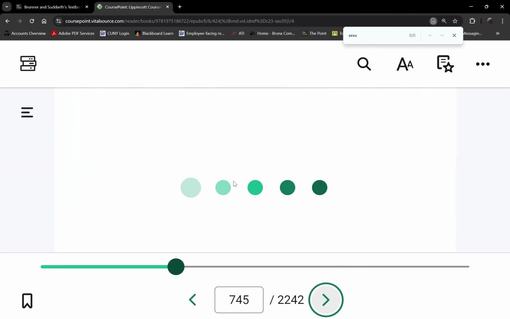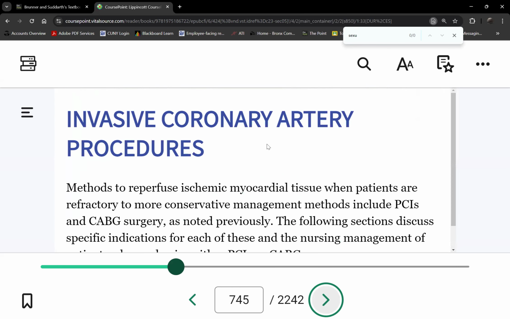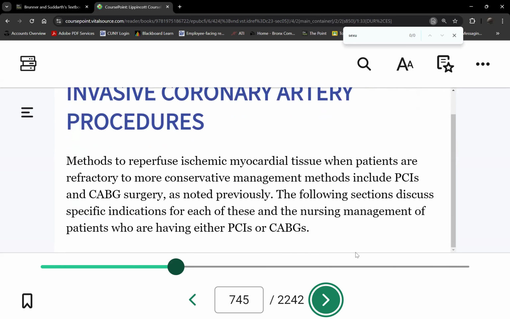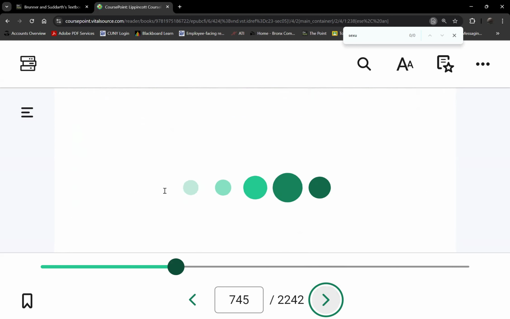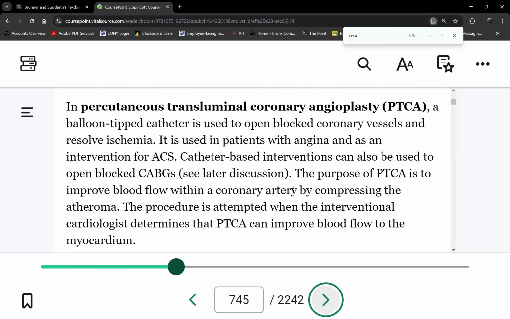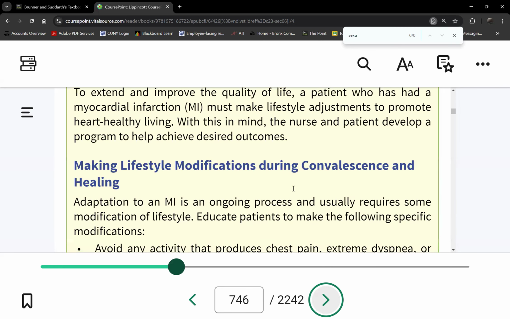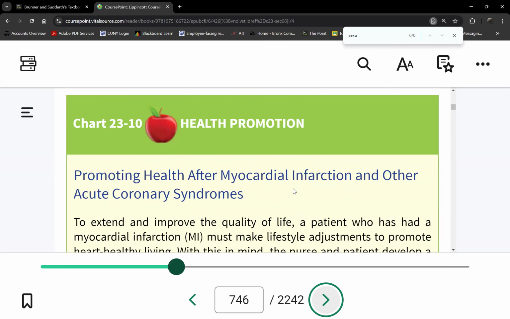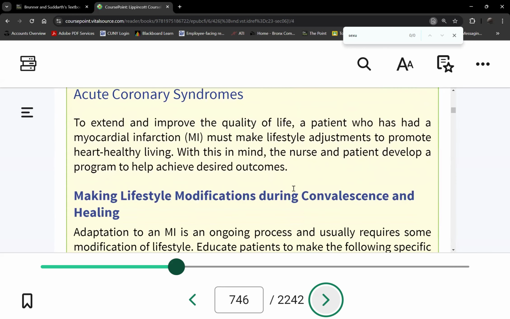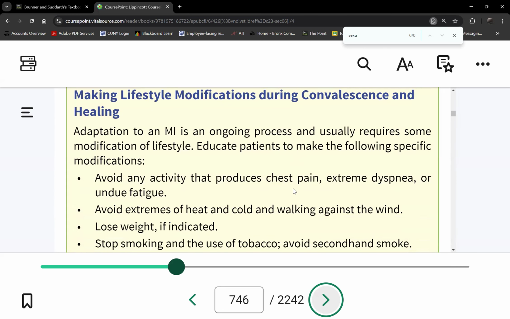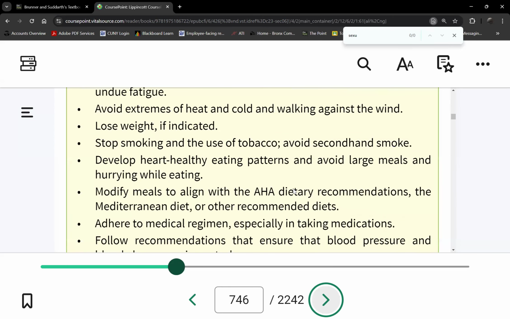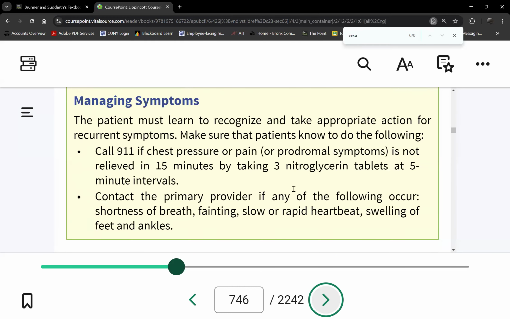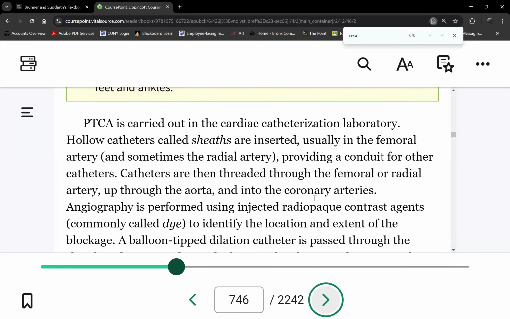Okay, let's go now to the invasive procedures. If the patient is not a candidate for PCI, so here's PCI. And after a heart attack, this is what you teach the patient: you have to change your lifestyle, medication compliance, lose weight. So this is what you teach. Then don't forget the nitro, because they'll have a prescription for nitro.